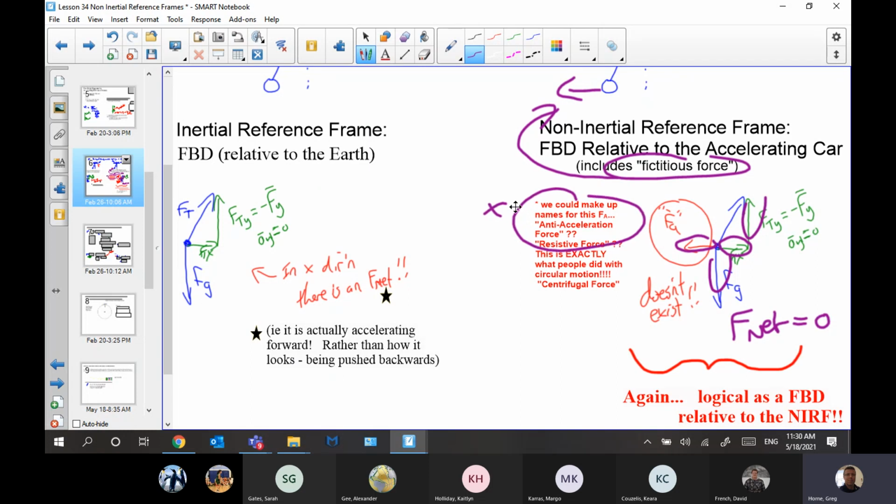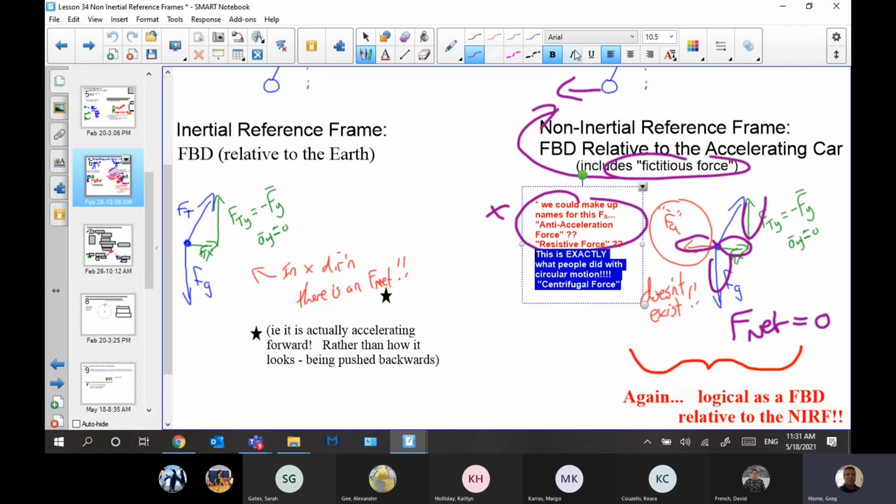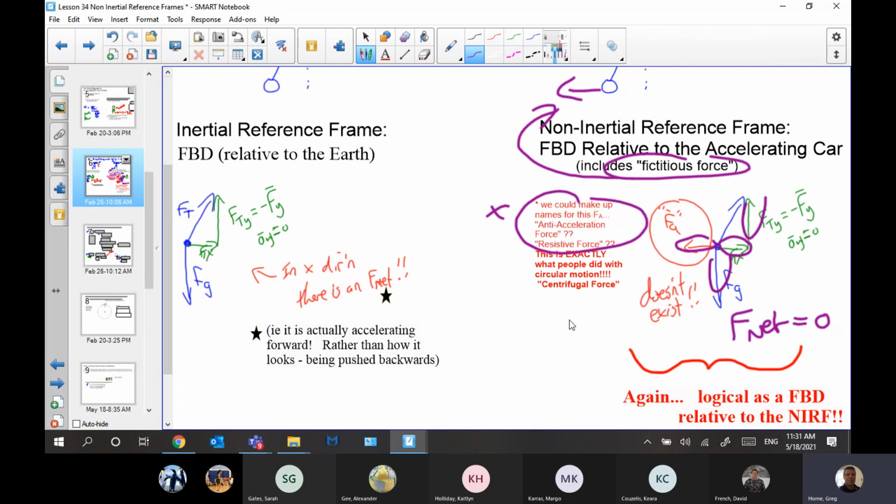Even though no one in their right mind would name this thing an anti-acceleration force, it's obvious what's going on. It's exactly what people do with circular motion. That's exactly what people do: they call it a centrifugal force. Some people pronounce it as slang, but centrifugal force is the properly pronounced version of it.